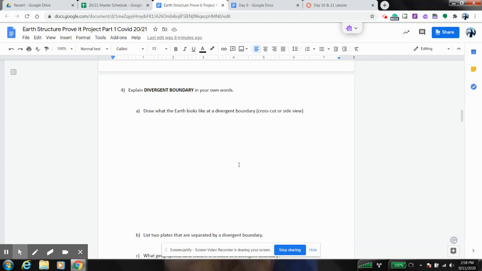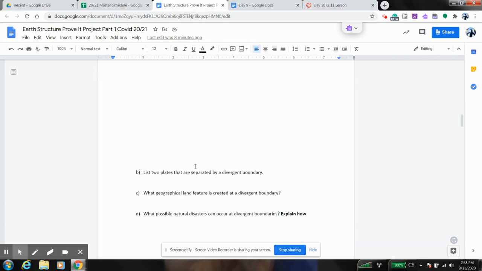Again, what would you need to do? Label and post a clear picture. Use color. Okay. B, you're going to list 2 plates. So you're going to look at a map of the tectonic plates and find where a divergent boundary is. So this is where you're going to say both this plate and this plate are formed at, or are separated by, a divergent boundary. So you need to have actual names of tectonic plates.